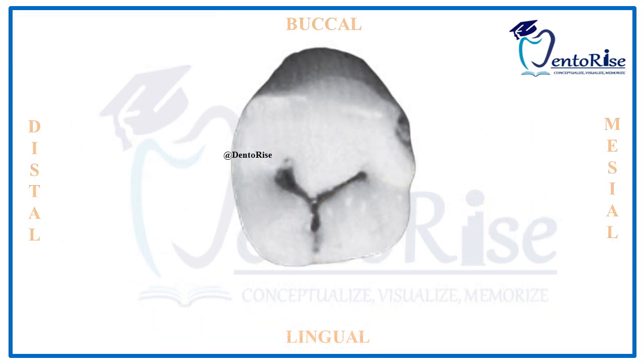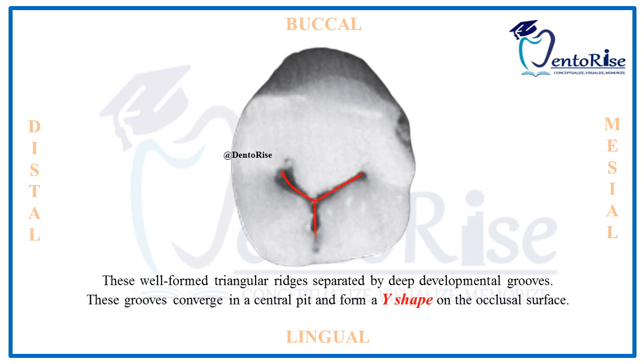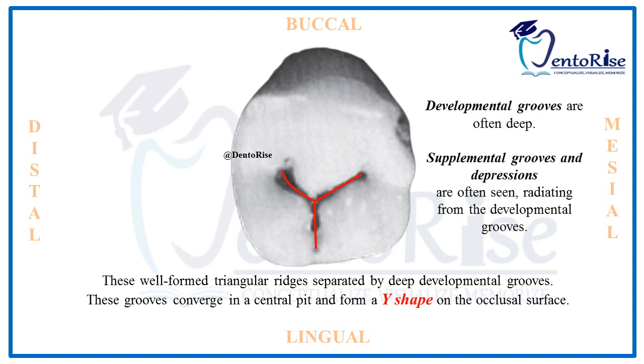Therefore, these grooves converge in a central pit and form a Y shape on the occlusal surface, as we have already discussed. Developmental grooves are often deep. Supplemental grooves and depressions are often seen radiating from the developmental groove. Thus, just by visualizing the figure, we can memorize the dental anatomy very well, not only for this tooth but other teeth as well.